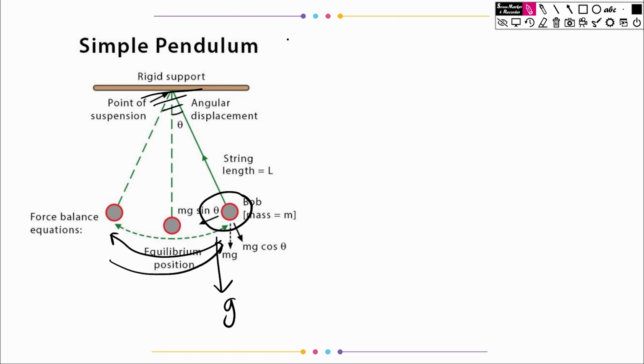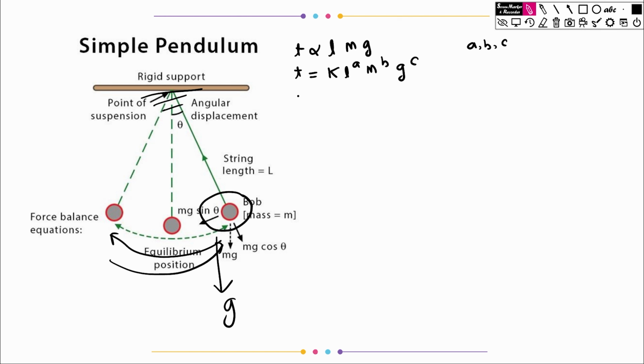Therefore, we can write time period is proportional to L, M, g. So taking a constant for equality, we can write T is equal to K L to the power a, M to the power b, and g to the power c, where a, b, c are the exponents that we want to derive.